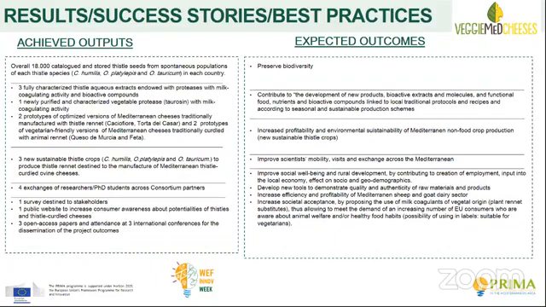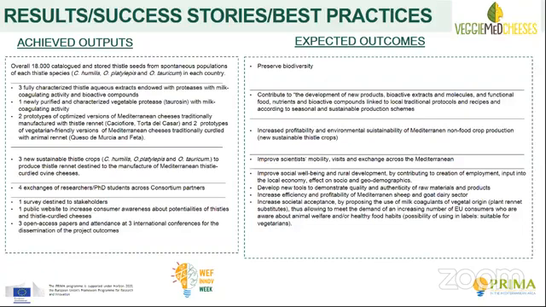2 prototypes of optimized versions of Mediterranean cheeses traditionally manufactured with thistle rennet, which are Caciofiore and Torta del Casar, and 2 prototypes of vegetarian-friendly versions of Mediterranean cheeses traditionally curdled with animal rennet, which are Queso de Murcia and Feta. Also, 3 new sustainable thistle crops, which are the 3 species Cynara humilis, Onopordum platylepis, and Onopordum tauricum, to produce thistle rennet destined to the manufacture of Mediterranean thistle curdled cheeses.